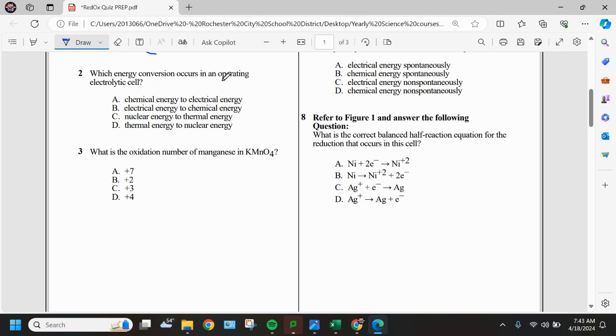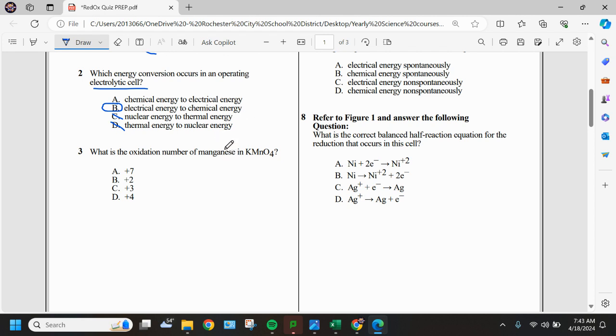Which energy conversion occurs in operating an electrolytic cell? All right, so when we compare and contrast these things, the voltaic cell is taking chemical energy and turning it into electric energy. The opposite is true. An electrolytic cell is taking electric energy and turning it into chemical energy. We didn't talk about anything about thermal. We didn't talk anything about nuclear. So here's our two. It's which way it does it go.